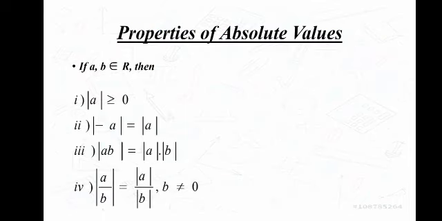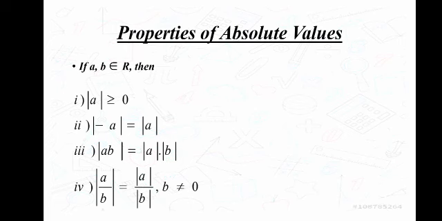Coming towards the properties of absolute values, if A and B belong to the real numbers, then the first property is that absolute of A is greater than or equal to 0. It's compulsory that absolute value must be greater than or equal to 0. If it is less than 0, then the solution will not exist. The second statement is that absolute of negative A is equal to A. As we discussed in the previous slide, the negative number is converted into the positive, so absolute of negative A is equal to absolute of A.